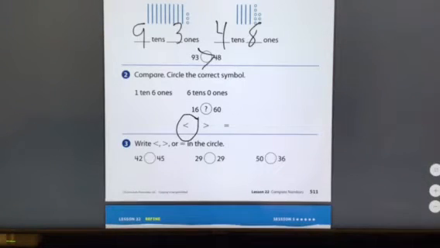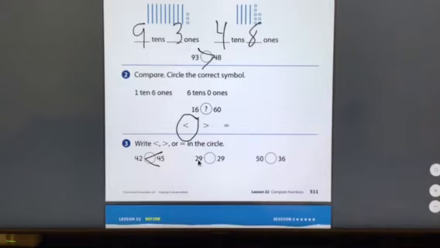For number 3, you need to write less than, greater than, or equal to in the circle for each of the problems down here. So you have 42 and you have 45. First, you look at the tens. 42 has a 4 in the tens place, and 45 has a 4 in the tens place. So then you go to the ones. There's a 2 in the ones place and a 5 in the ones place. 2 is less than 5. Therefore, 42 is less than 45. And your symbol should look like that.